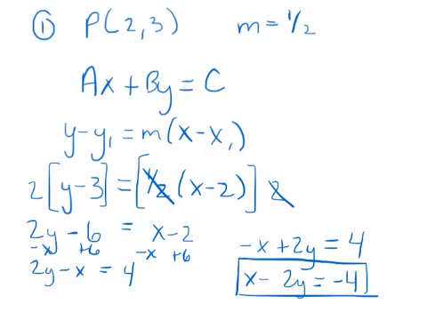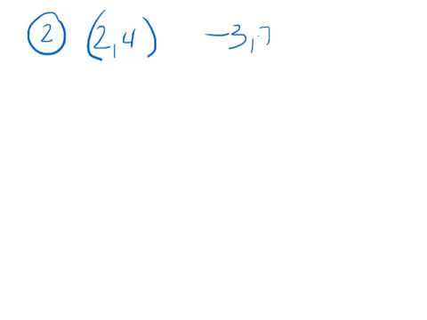Sure. Okay. All right, let's take a look at number 2. Looking at the points 2, 4, and negative 3, 7. Okay, looking at these two values. So, looking at these 2 points, what do I want to start by doing? I have 2 points. What can I always find? The slope. The slope. Okay? The slope.